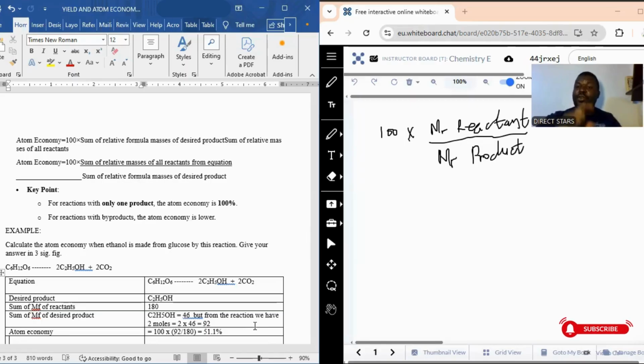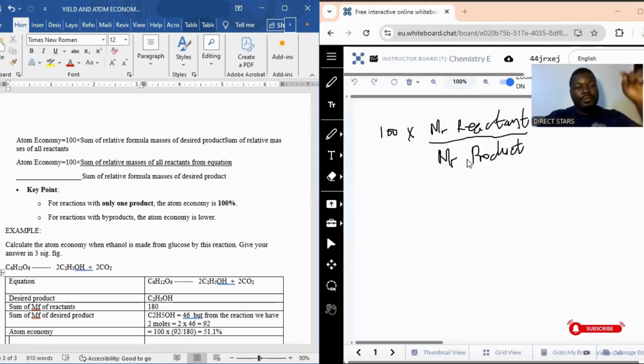Remember, this is not the only reaction that produces ethanol. Earlier in the class, we said that when you react steam with ethene, you also get ethanol. But with that one, you only get the desired product. With fermentation, you have a byproduct formed. So now let's look at the fermentation process, where a byproduct is formed, to see what the atom economy will look like.